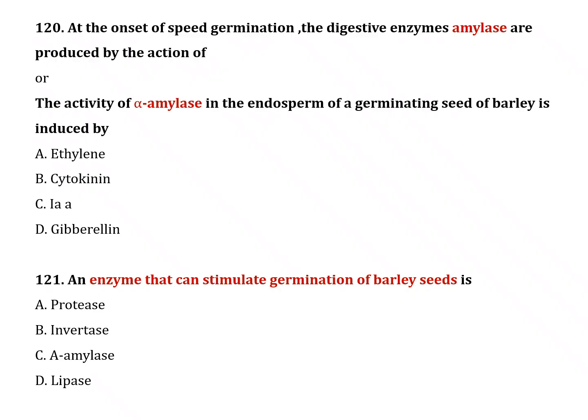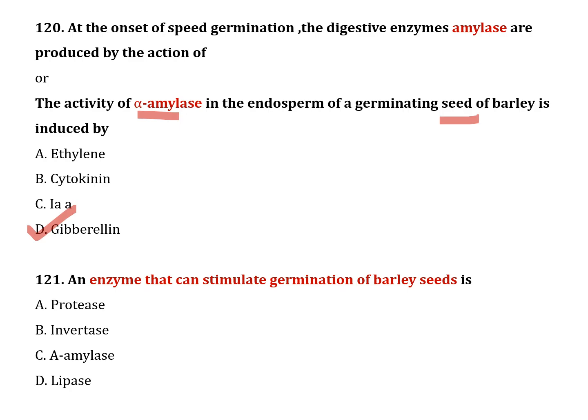At the onset of seed germination, the digestive enzyme amylase is produced by the activity of alpha amylase in the endosperm of a germinating seed of barley. It is induced by option A ethylene, option B cytokinin, option C indoleacetic acid, option D gibberellin. Correct answer is option D gibberellin.